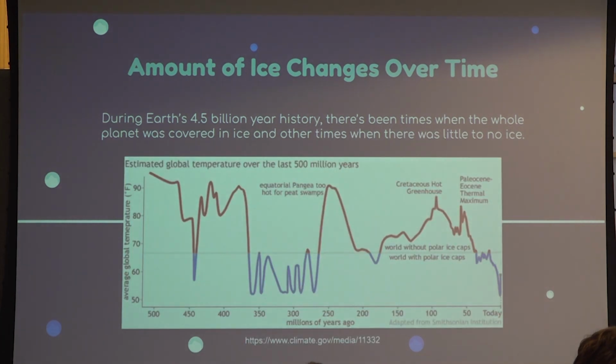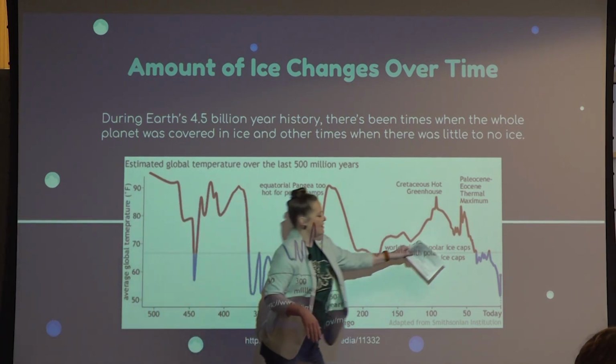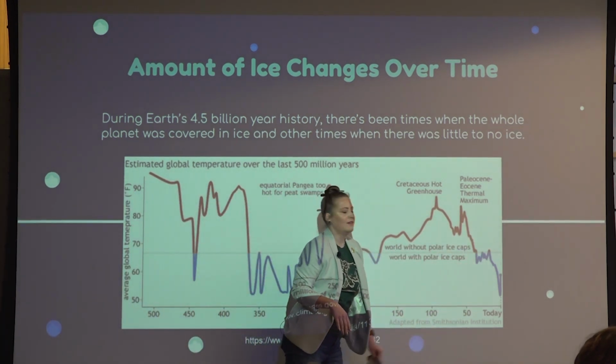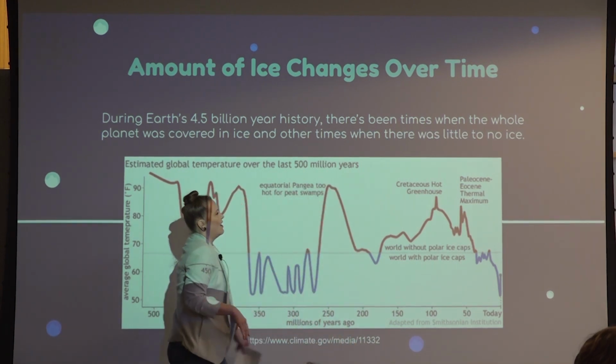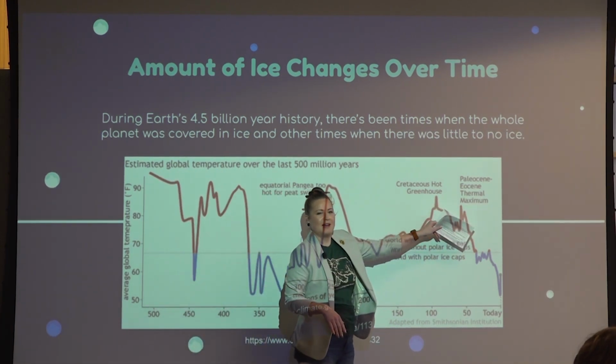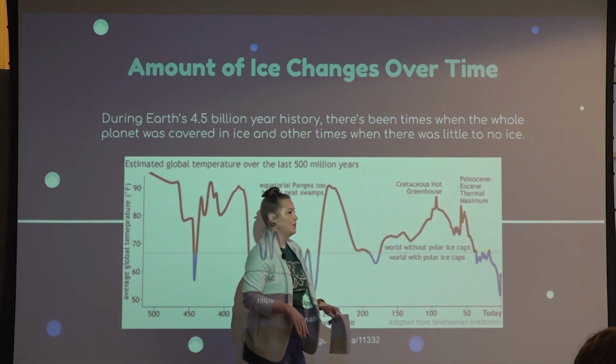So if we look at that in graph form, all of the red is times when there were no ice sheets. There were no polar ice caps. And then the blue times are times with polar ice caps. So you can see that here recently, we've just started into our little ice age. This is the Paleocene-Eocene Thermal Maximum. This is the last time the Earth got super duper hot.